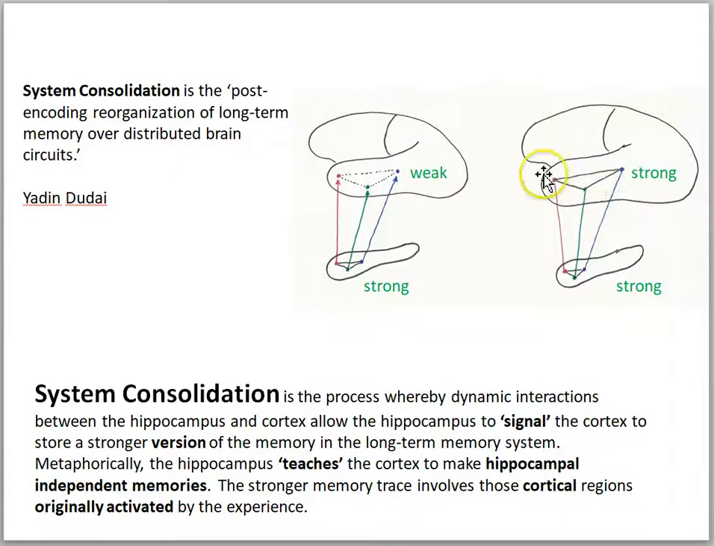But this is also the way the brain is going to be integrating new information into the semantic memory system stored in the cortex. So we call this system consolidation, the reorganization of the memory involving the hippocampus and the cortex. And metaphorically, it's like the hippocampus is sort of teaching the cortex to make a hippocampal independent memory, a semantic memory of the information that was present in the episodic learning event.